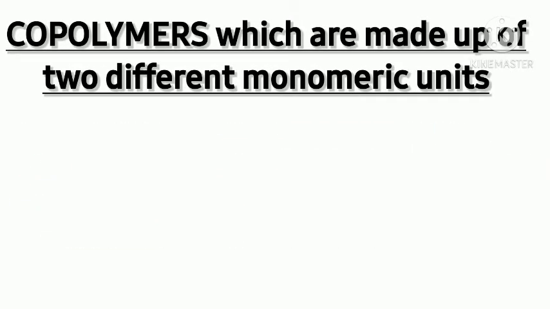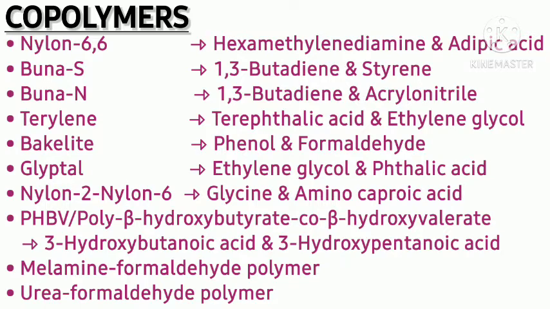Now let's look at the second type of polymers, which is known as copolymer. These polymers are made up of two different monomeric units. This means for each copolymer, we have to remember two different monomers. Here is the list of all the copolymers which are provided in the NCERT textbook. The first copolymer is nylon 6,6. Its two monomers are hexamethylene diamine and adipic acid.